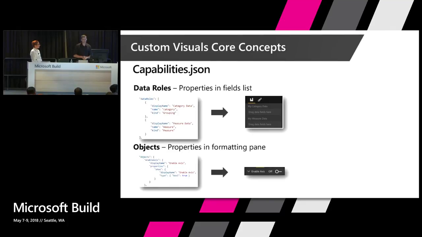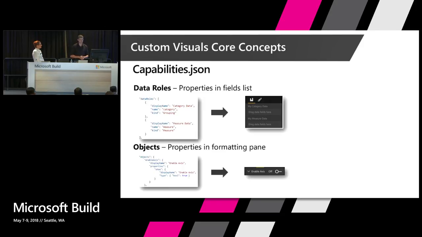So I wanted to also talk about some of the core concepts of the Power BI platform. And I think the most important thing is the capabilities. So when you go and create a new custom visual from the developer tools, it basically creates for you the folder structure and a template of the files. And probably the most important one is the capabilities JSON. And it includes three major aspects.